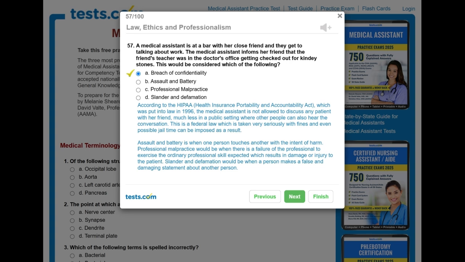This is a federal law which is taken very seriously, with fines and even possible jail time that can be imposed as a result. Assault and battery is when one person touches another with the intent of harm. Professional malpractice would be when there is a failure of the professional to exercise the ordinary professional skill expected, which results in damage or injury to the patient. Slander and defamation would be when a person makes a false and damaging statement about another person.